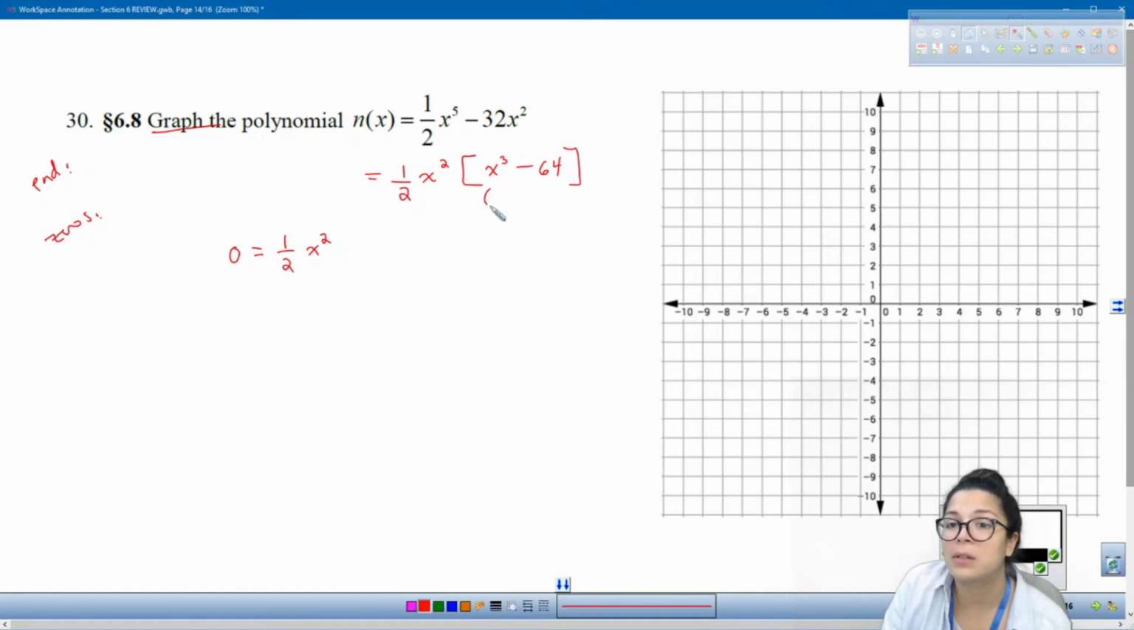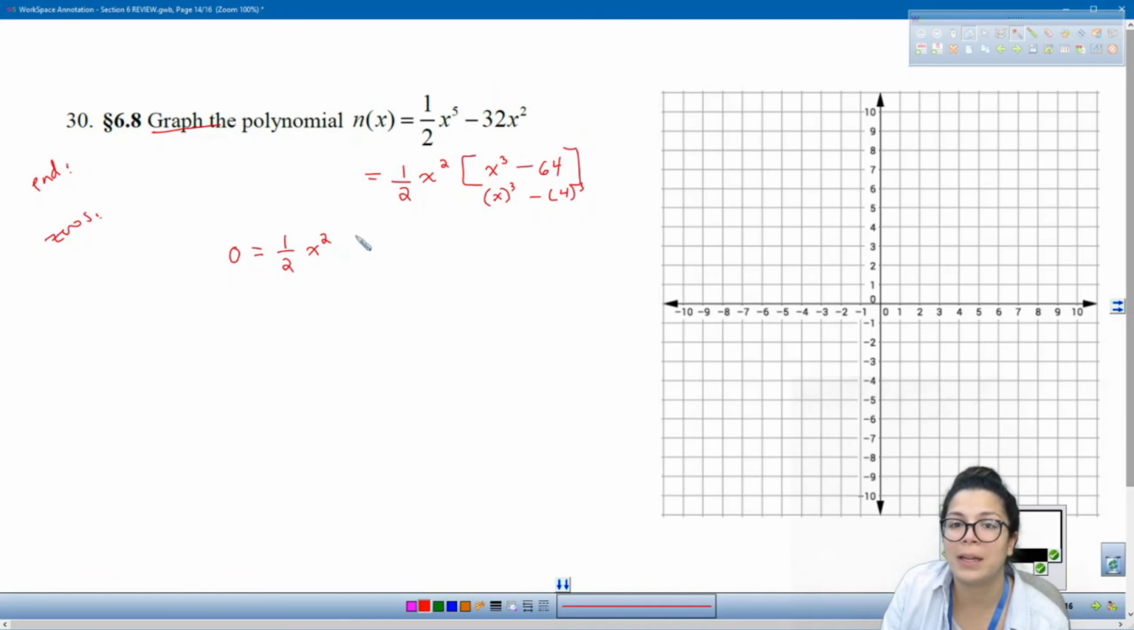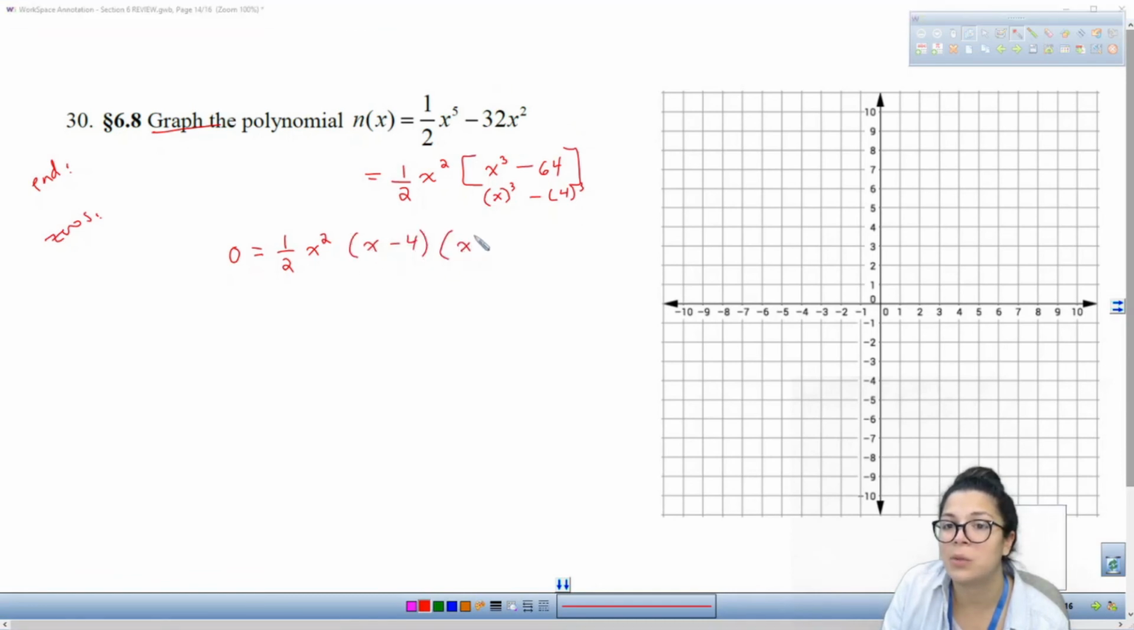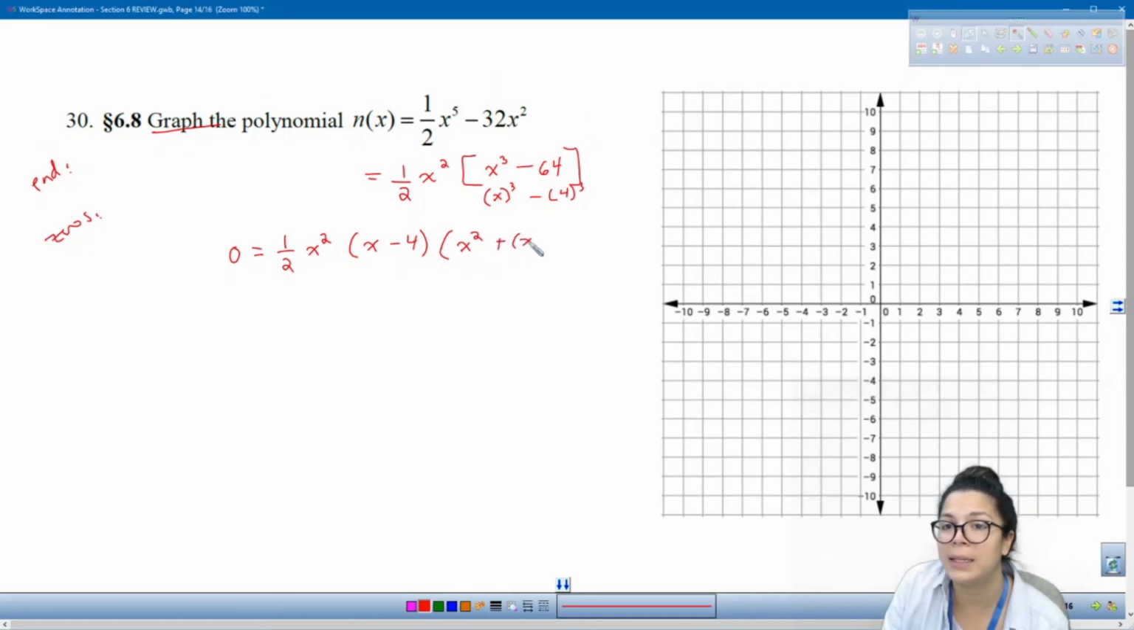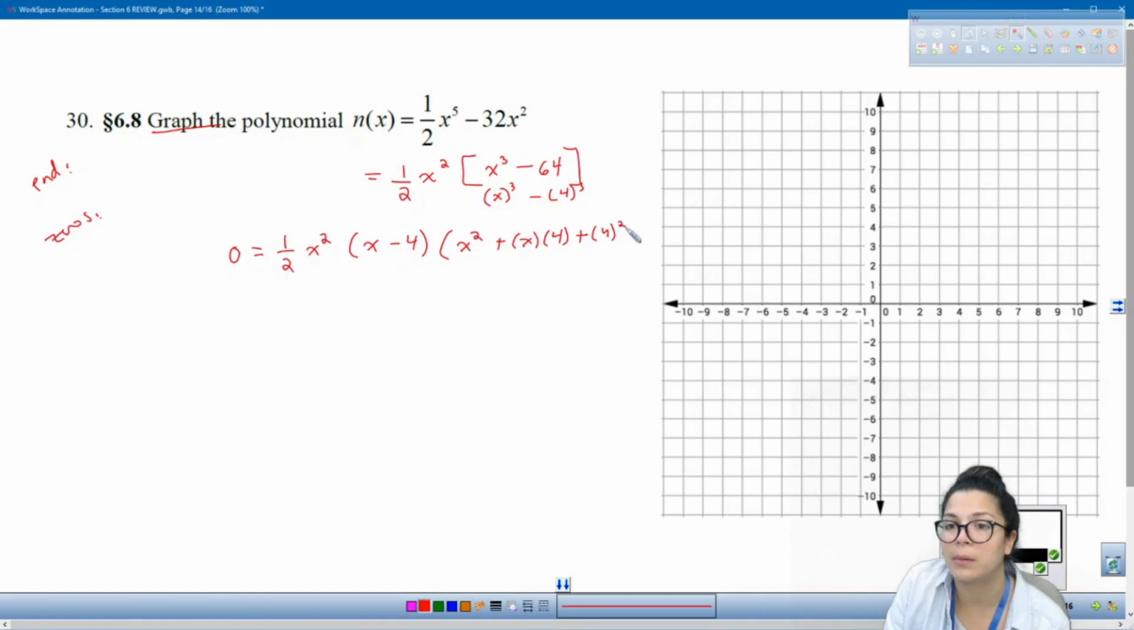Now, x would be x cubed. 64 would be 4 cubed. So this is a cubed minus b cubed. A cubed minus b cubed factors into a minus b times a squared plus a times b plus b squared.